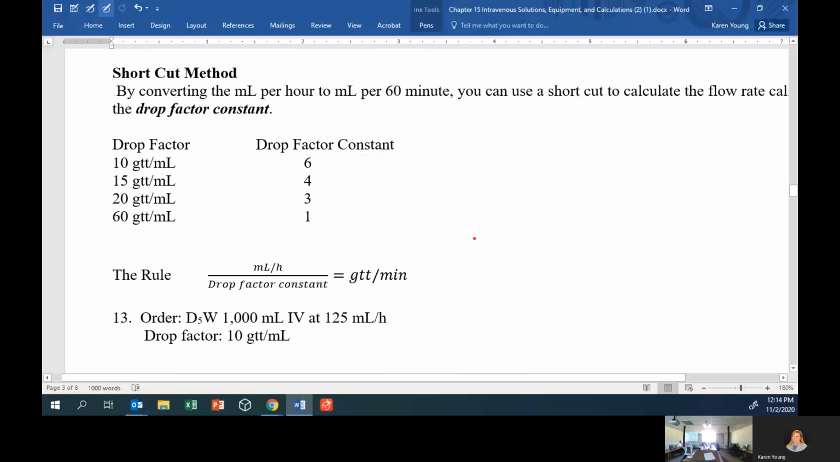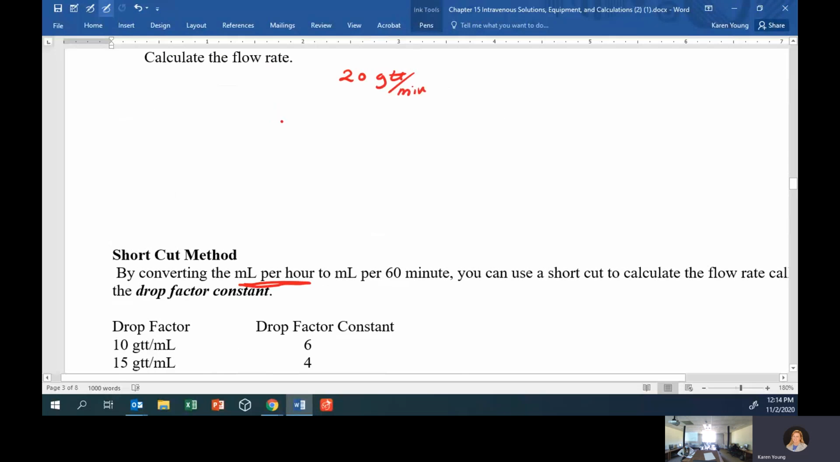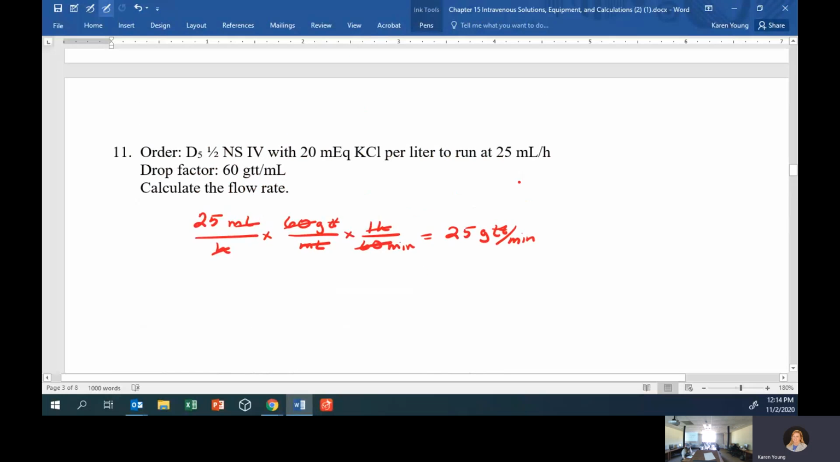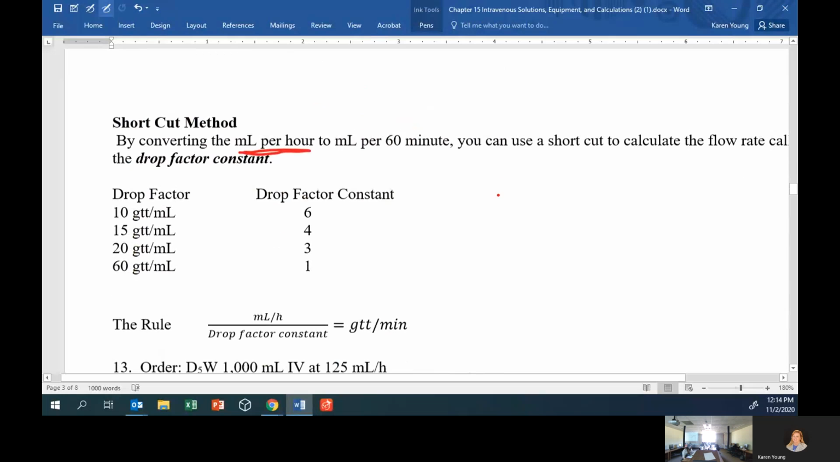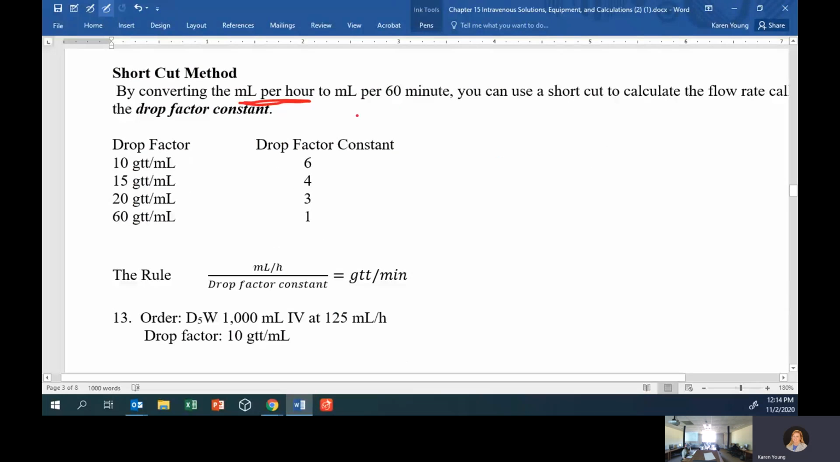All right, so we have a shortcut method that we can use if we're given the rate in milliliters per hour. If we're given the rate, just like up here, the 25 milliliters per hour, then I can use this shortcut method, because it's milliliters per hour to milliliters. We're converting it to 60 minutes. But what I'm doing is taking my 10 drops per milliliter.